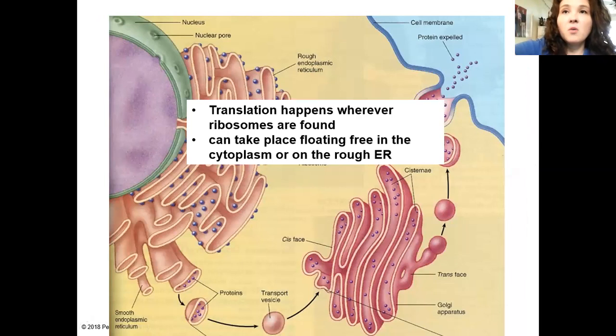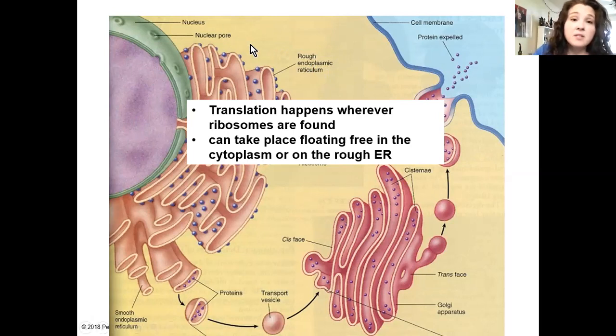Translation happens wherever ribosomes are found. Remember that translation is when mRNA is read and a polypeptide is made from the information in that mRNA. So transcription happens over here, creating the mRNA. The cell copies the information from the DNA into the mRNA, and then the mRNA is modified. And then after that, it leaves the nucleus, exits through the nuclear pore, and goes to a ribosome. It might find a ribosome floating free in the cytoplasm, and then translation would take place just floating free in the cytoplasm.